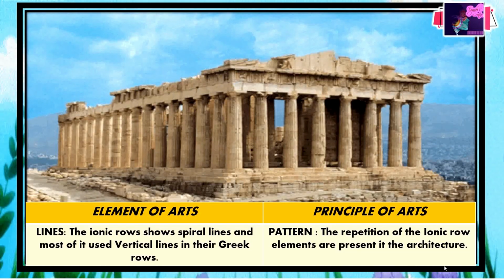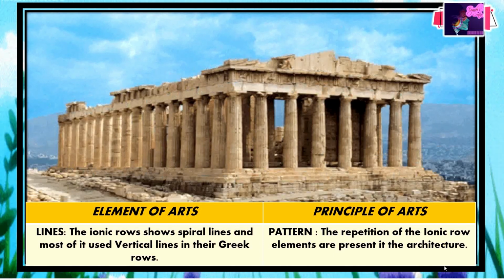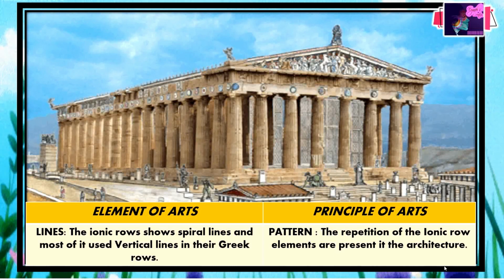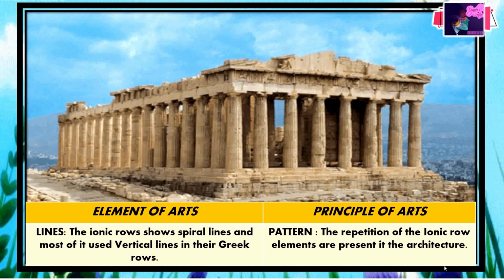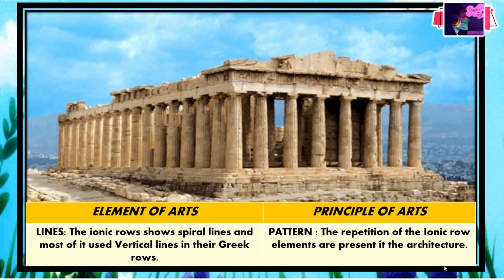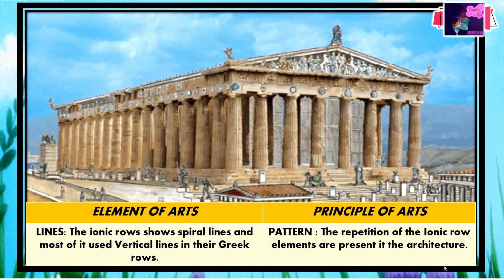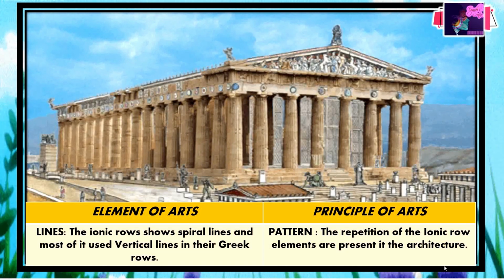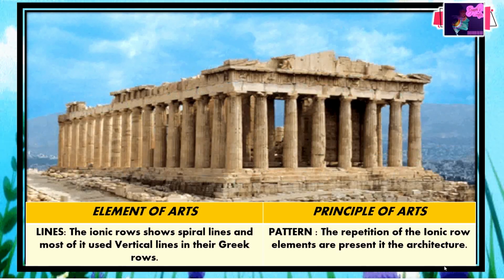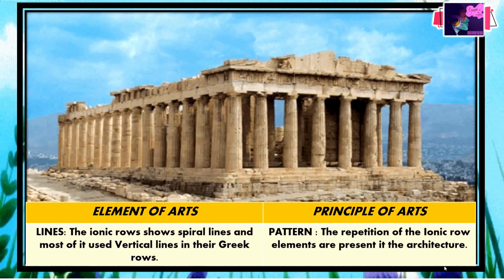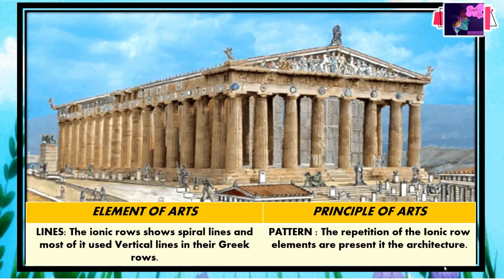Let's now have the elements of arts and the principle of arts in this kind of architecture. For the elements of arts, we have lines. Do you notice the different kinds of lines present in this building? Yes, the Ionic rose used shows spiral lines, and most of it also used vertical lines in the Greek rose. And for our principle of art, the pattern, if you can notice, the repetition of the Ionic rose elements are present in this temple. So that was for our Greek period.